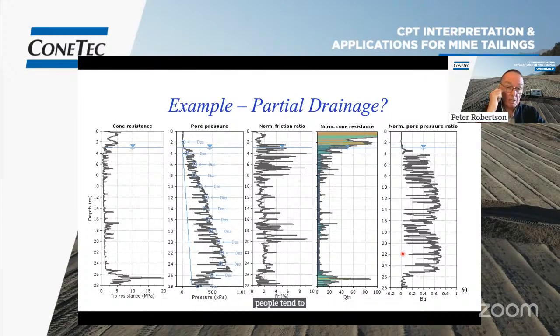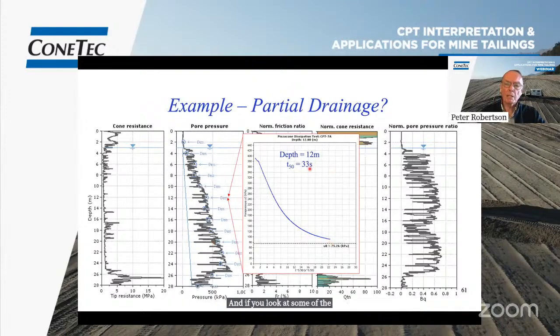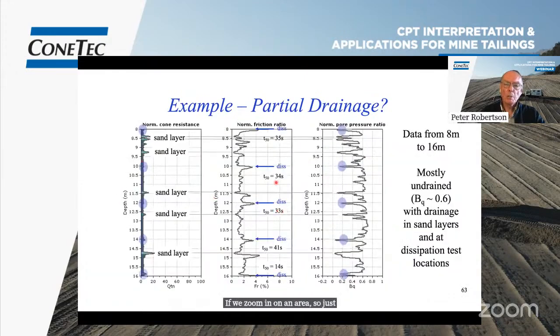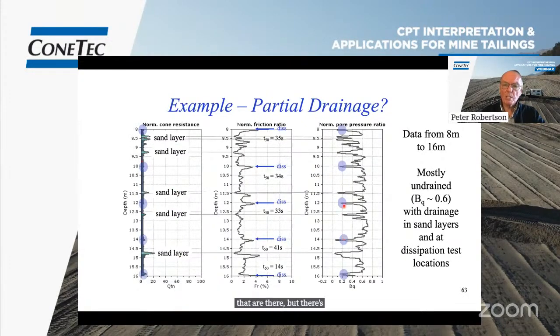Here's an example of a soft tailings. They did dissipations every meter. And if you look at some of the dissipations, they're pretty rapid, typically around 30, 33 seconds. All of them are in that range of 30 to 40 seconds. If we zoom in on this area, you begin to see where there are some actual sand layers, but there are also these frequent dissipation tests done every 2 meters. And of course, the dissipation tests in a way screw up the drainage because it drains.